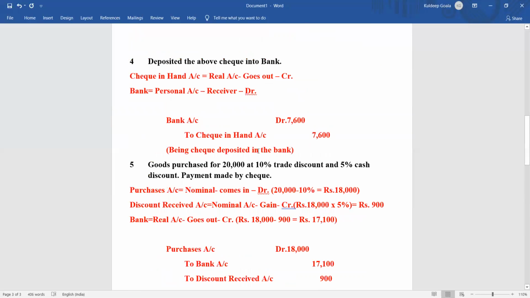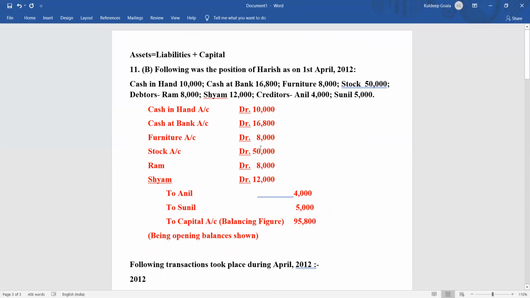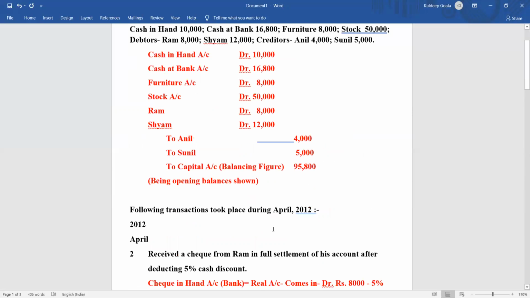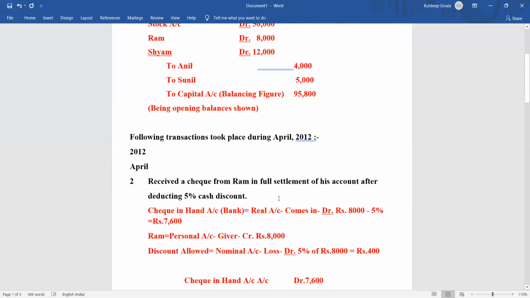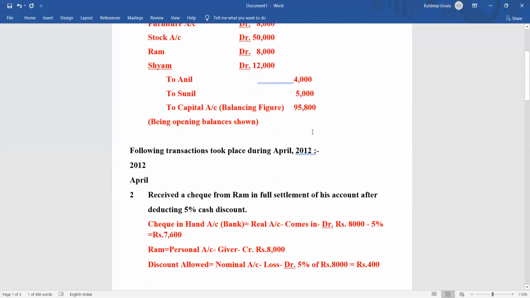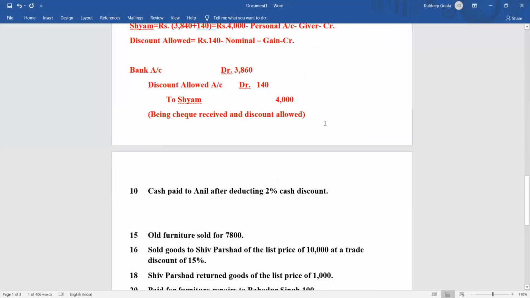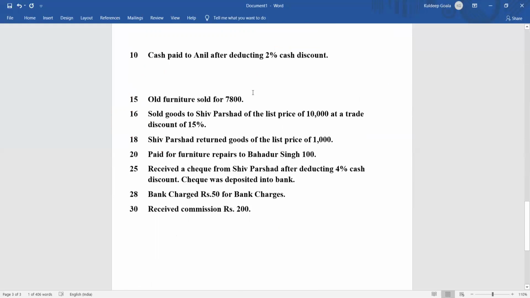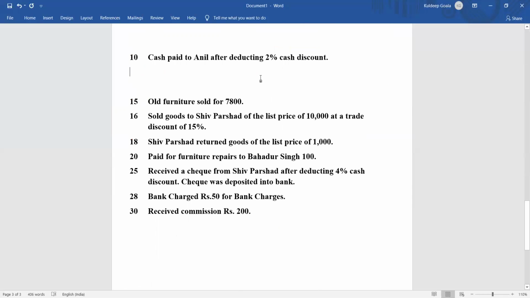So immediately we'll go ahead with the old transactions. The first transaction is the opening transaction. We can see that Anil was supposed to get how much from us? 4,000, right? So you can see once again, Anil was a creditor for 4,000, isn't it? Creditor means the one to whom we are supposed to pay. So how much are we supposed to pay him? 4,000, isn't it?